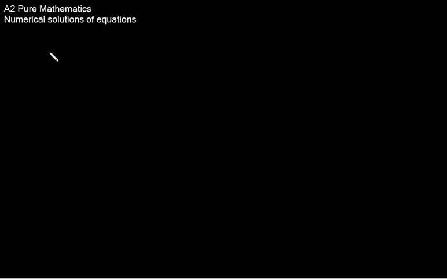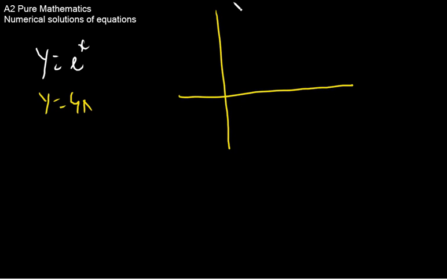Let's say you're given an equation y is equal to e to the power of x, and you also get another equation, which is y is equal to 4x. Now, if you start plotting them on a graph, this is what you will get: this is e to the power of x, and this is y equals 4x.